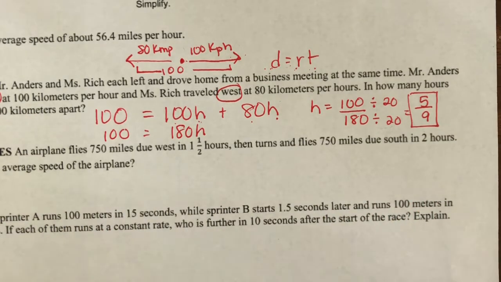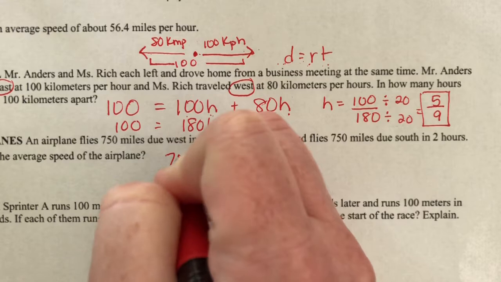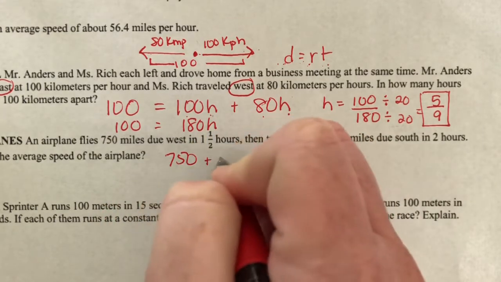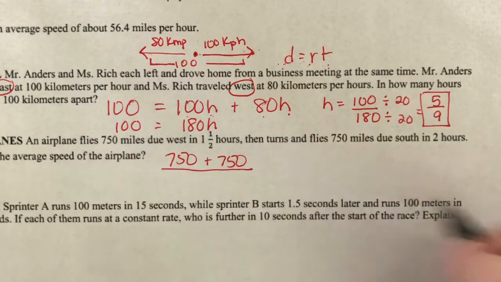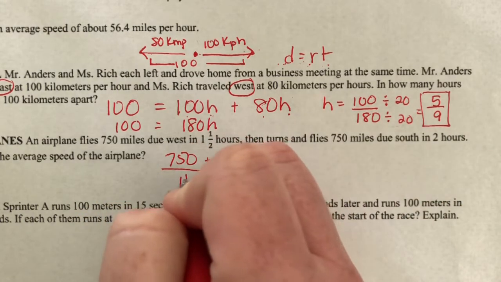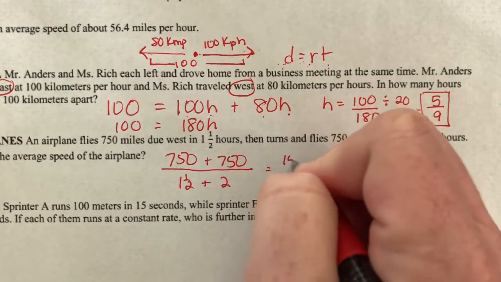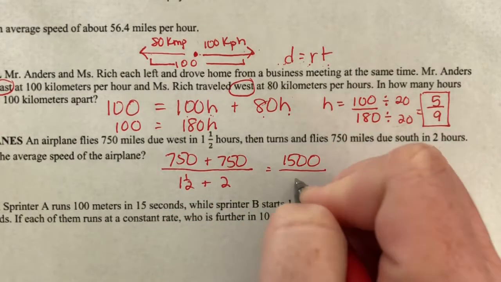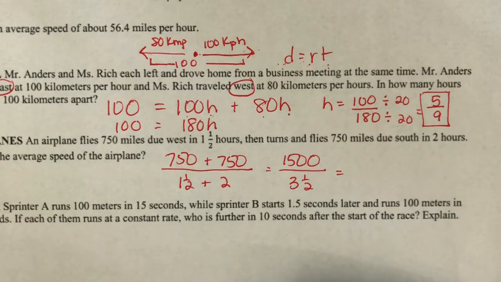What's the average speed of the airplane? This is actually easy because we're just averaging it out, right? What was the total amount they went? It went 750 in one direction plus 750 in the other direction, right? What was the total amount of time they've been flying? Well, hour and a half in one direction plus 2 hours in the other direction. That's 1,500 miles total in 3.5 hours. So what's their average speed? Just divide the 1,500 they've gone by 3.5.